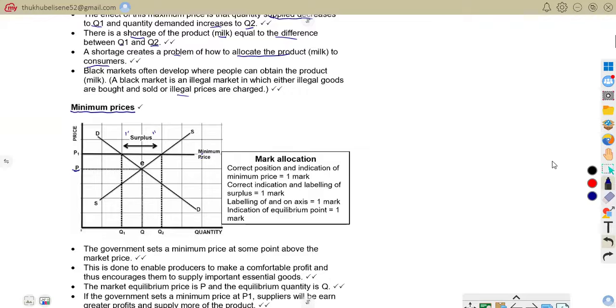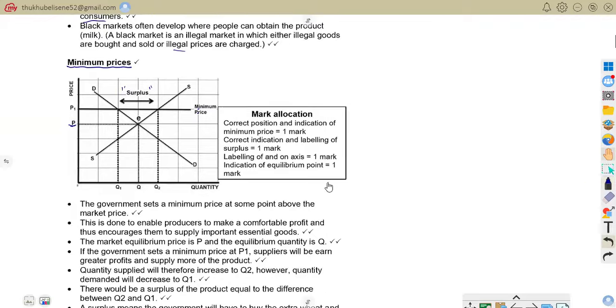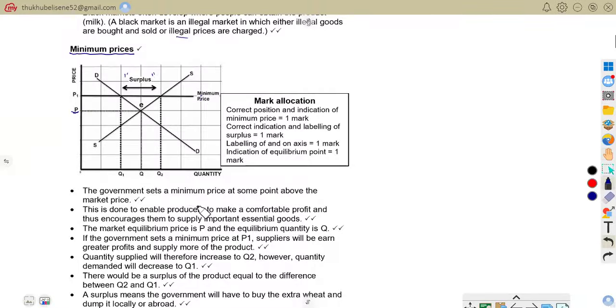As it further says, the government sets a minimum price at some point above the market price. So this is above what? The market price, as you can see. This is done to enable producers to make a comfortable profit and thus encourage them to supply important essential goods. So with this minimum price, it motivates producers to produce more.